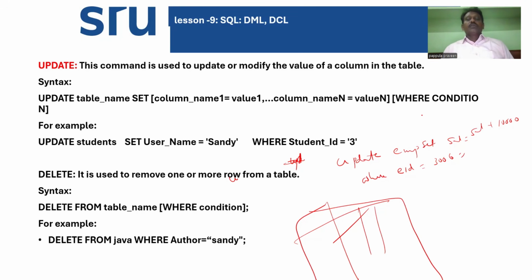Now we have to delete data from the table by using delete, which removes one or more rows from the table. Suppose there is no specific condition, then the whole data will be removed. Delete star from employee, where employee number equal to 3006. So 3006 will be removed from the table. Okay, this is the insert, update, and one more is the delete command.